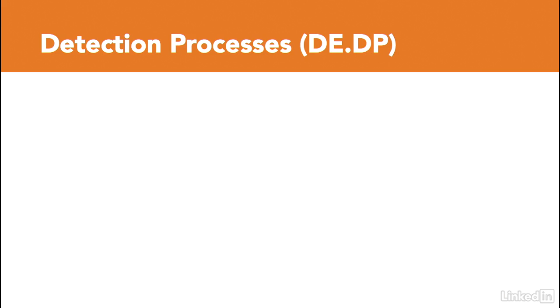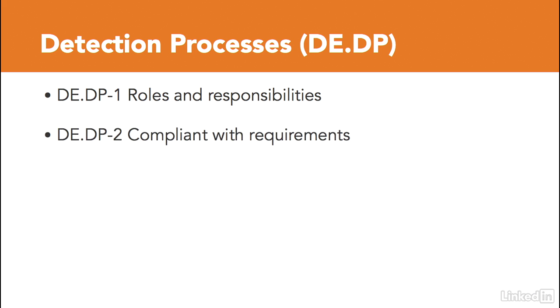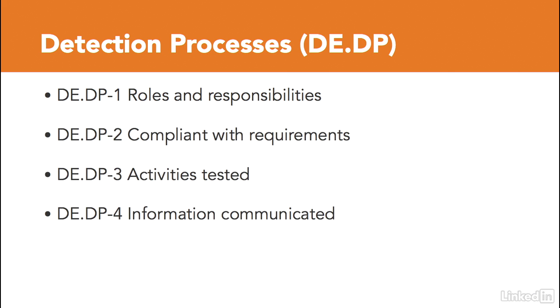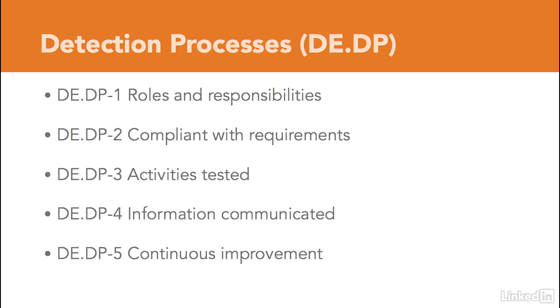For example, the detection process category is broken down into 5 subcategories: roles and responsibilities, compliant with requirements, activities are tested, detection information is communicated, and continuous improvement. Each of these subcategories is referenced to the relevant NIST, ISO, and COBIT standards.